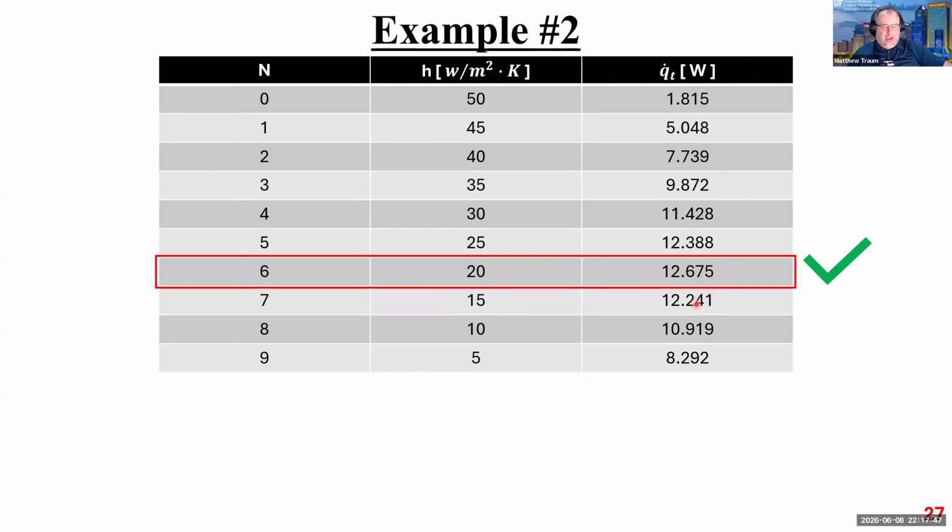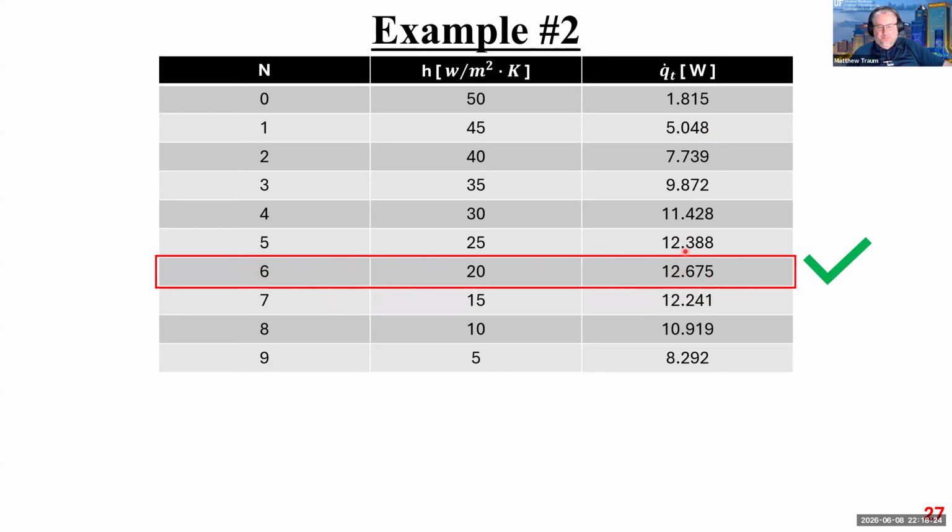So at 6 fins, I reach diminishing returns. At 7 fins, my total heat rate is lower. At 8 fins, it's even lower. At 9, it's lower. So the answer to the original question, how many fins is the optimum number, is 6. And the rate of heat transfer that I get for 6 fins is 12.675 watts. And just note, I cannot have a fractional number of fins. I cannot have 5.5 fins or 6.6 fins. There might be maybe a little more optimization here if I was allowed to not use a whole number, but fins come in whole numbers, right? So I have to use a whole number.